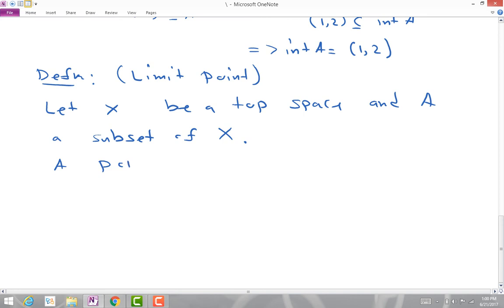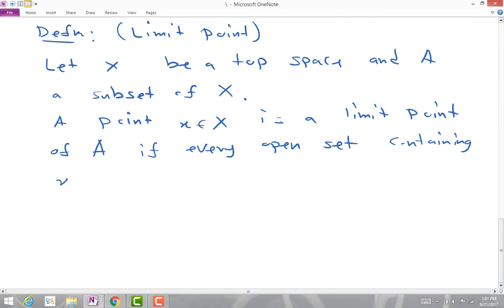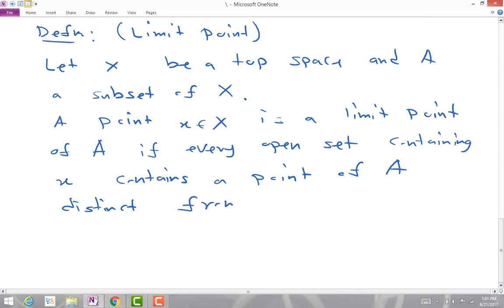Now a point X in capital X is a limit point of A if every open set containing X contains a point of A distinct from X.